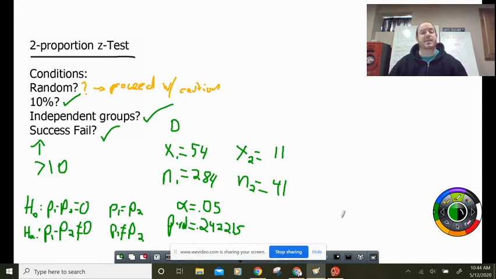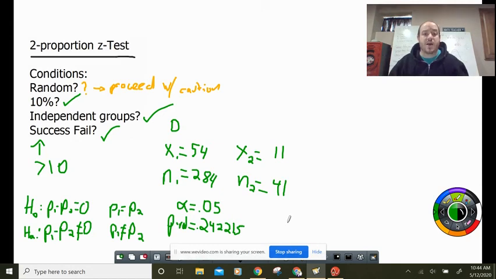So what does that mean at the end of the day? Well, if I were to answer this question, we would say that there is not enough evidence for us to reject our null hypothesis that there is no difference between these two groups, which means at the end of the day, we would have to say that there's not enough evidence for us to say that a parent's opinion changes the decision of their child to smoke or not.